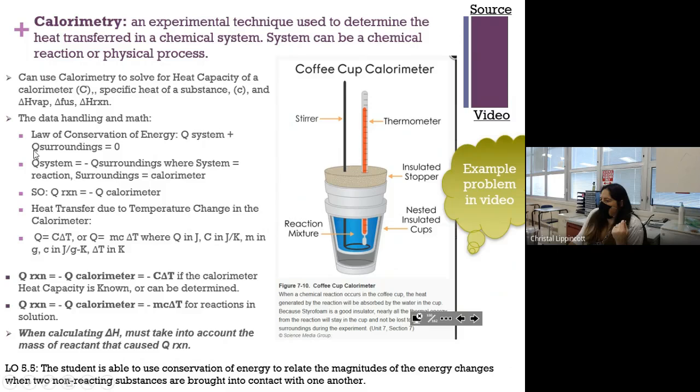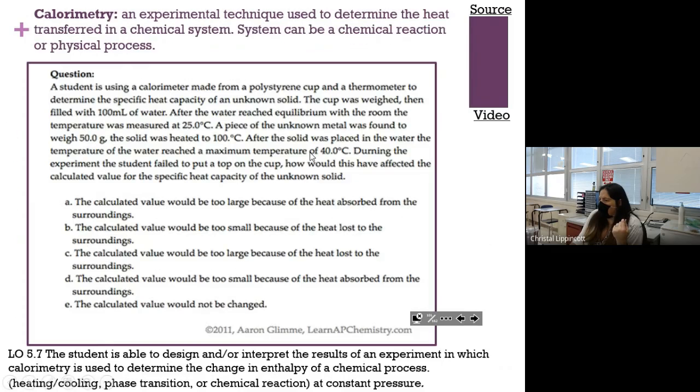Whatever's lost by the system is gained by the surroundings. So you can set these equations equal to each other, and whatever's lost by one is gained by the other. Okay, so see if you can solve this one.